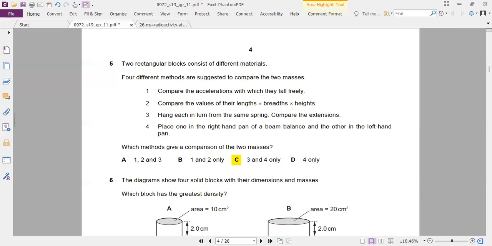Can you compare their volume? No, the volume comparison does not compare the masses. Can you compare their extension? Yes. The larger mass will extend the spring more. And beam balance, that is obvious. So we have 3 and 4.